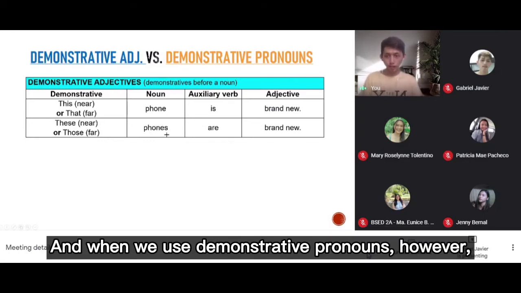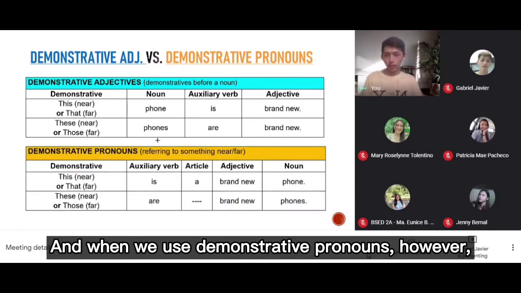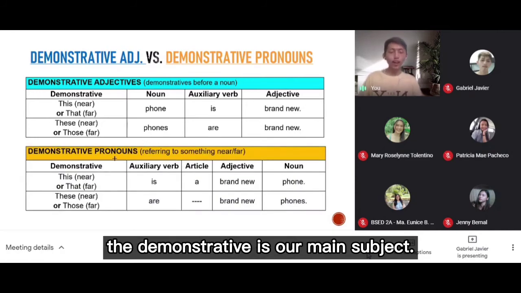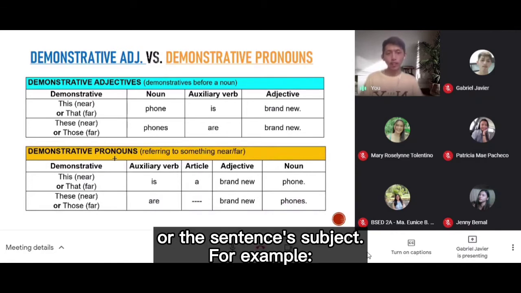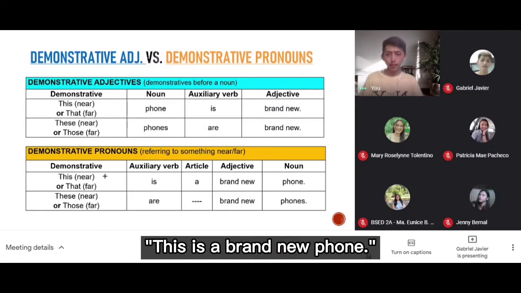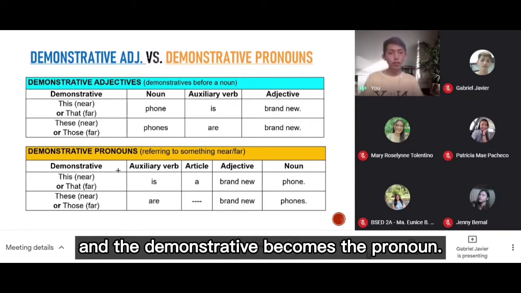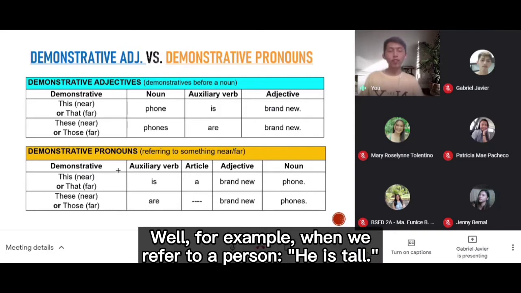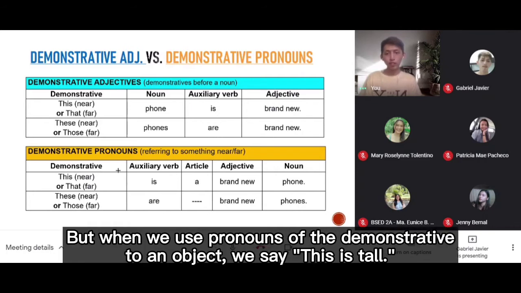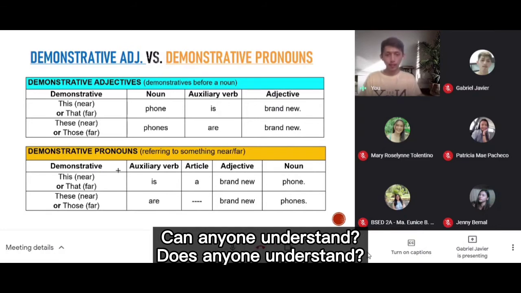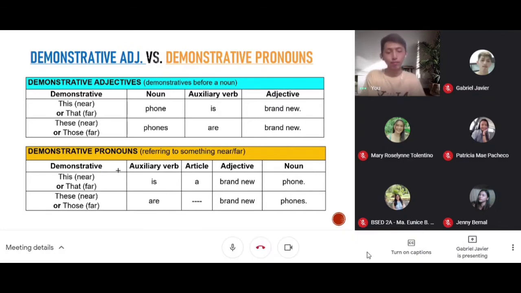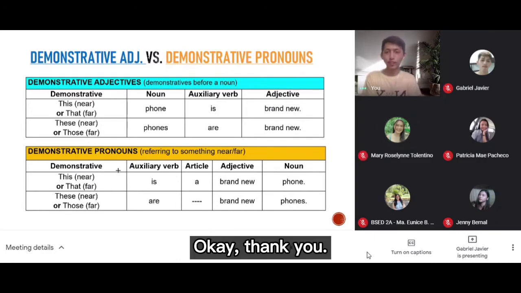And when we use demonstrative pronouns, however, the demonstrative is our main subject, or the sentence's subject. For example, this is a brand new phone. We don't say this phone, we use this. And the demonstrative becomes the pronoun. Well, for example, when we refer to a person, we say he is tall. But when we use the demonstrative for an object, we say this is tall. Does anyone understand? Yes, sir. Okay, thank you.